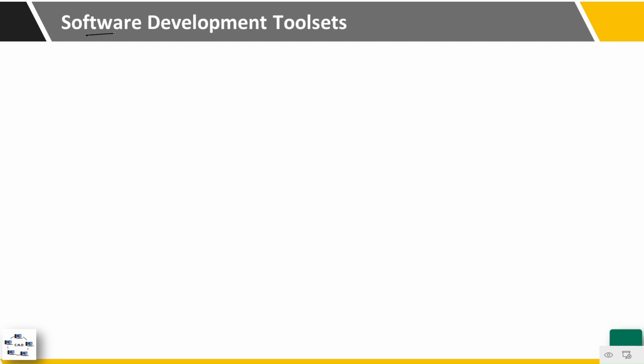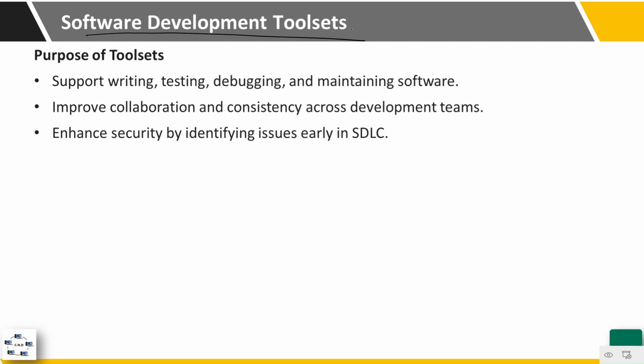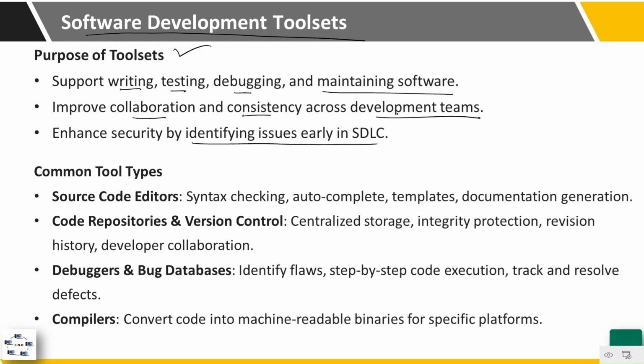Next are software development tool sets. So the purpose of tool sets is that they support writing, testing, debugging, and maintaining software. They improve collaboration and consistency across development teams, and they enhance security by identifying issues early in the software development life cycle. So common tool sets or tool types include source code editors. They include syntax checking, autocomplete, templates, and documentation generation.